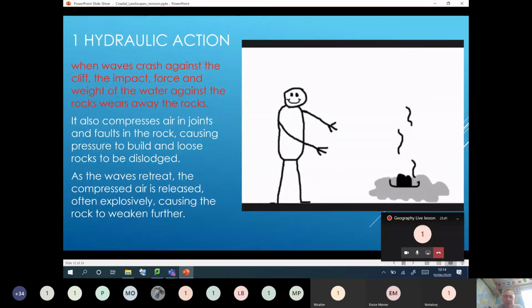The bit I put in red, of course, is your key information. You can add the other bits if you want to. But the energy, the waves crashing against the cliff, wearing the rocks away.